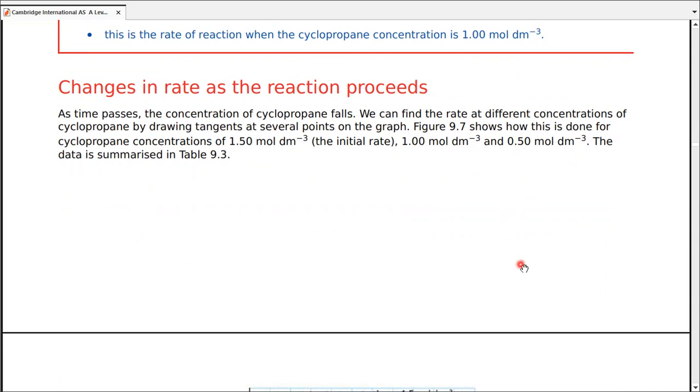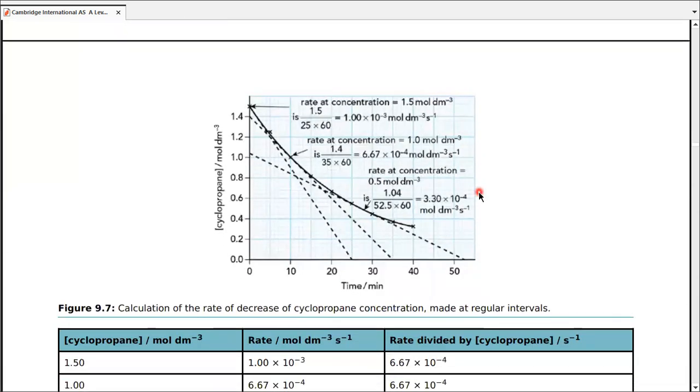And let's discuss the changes in rate as the reaction proceeds. Now, with the progression of the reaction, the concentration of cyclopropane keeps falling, keeps changing. We can find the rate at different concentrations, but we need to draw different tangents at several points on the graph. So in figure 9.7, we're going to show how this is done for cyclopropane concentrations 1.5 mole per decimeter cube, the initial rate, 1 mole, and 0.5 mole per decimeter cube. So there you go.